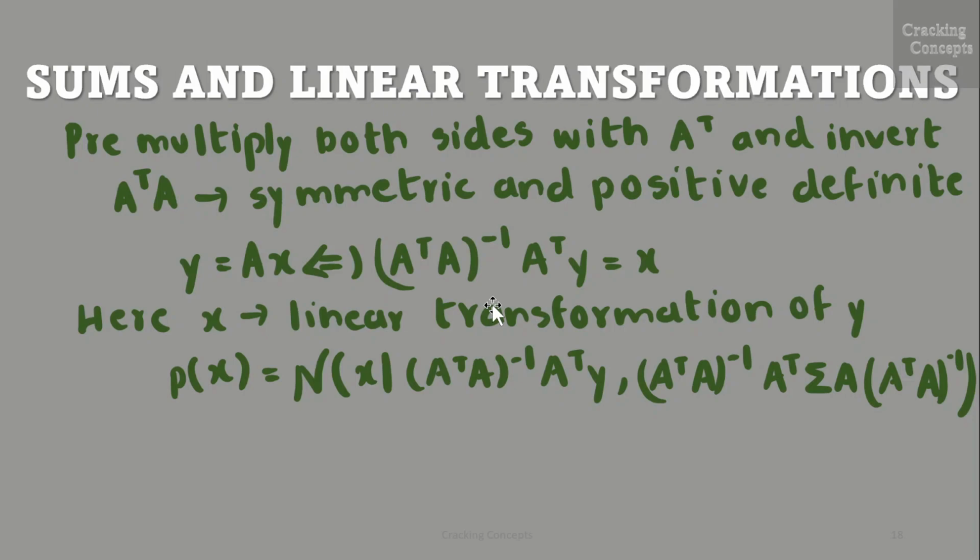Here x is a linear transformation of y and we obtain P of x, which is a normal distribution with mean (A transpose A) inverse A transpose y, and variance (A transpose A) inverse A transpose sigma A (A transpose A) inverse.